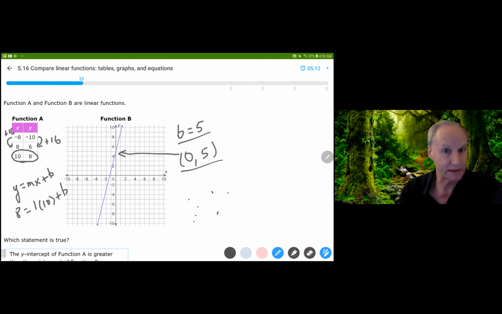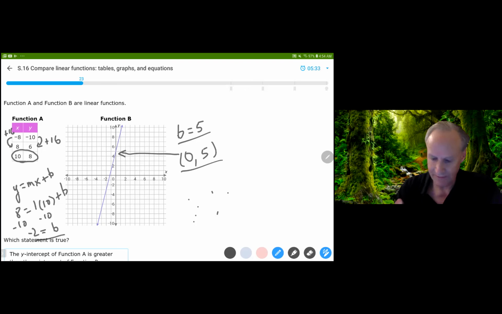And when I subtract 10 from both sides, I get negative 2. So my b value is negative 2 for function A. Now remember, that's really not the y-intercept. The y-intercept is a point, which is (0, negative 2). But they want me to compare the b's. So negative 2 is much less than 5.